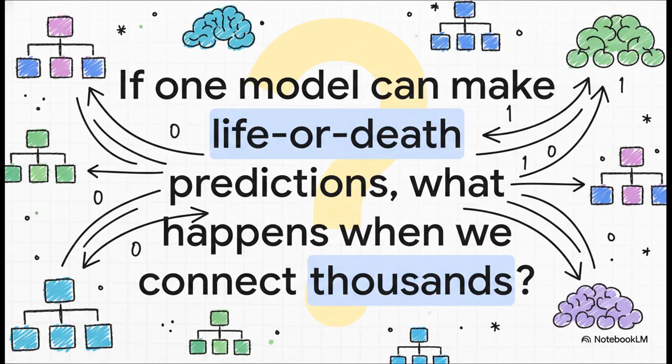Which leaves us with a final, pretty provocative thought. We've just seen the incredible predictive power of just one of these classifiers. So what happens when you stop thinking about just one and start thinking about what's possible when you connect thousands or even millions of them together? Well, that's where modern AI really begins.